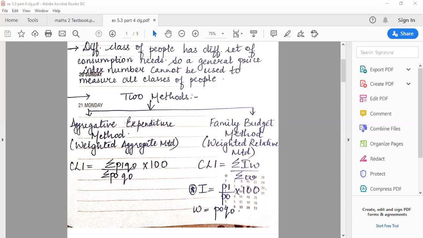Coming to the next one, family budget method. It is also called the weighted relative method. Now, why relative?